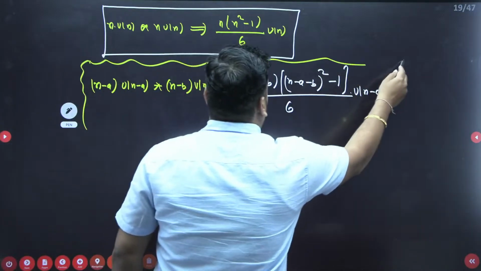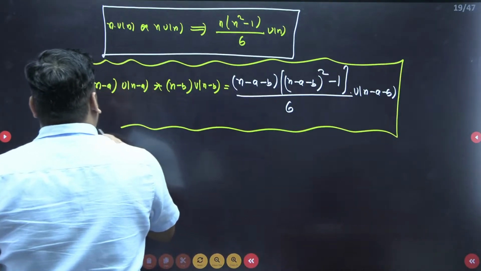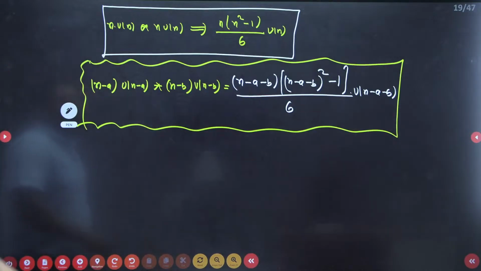Is this crystal clear or not, beta? Is it crystal clear? (n − a − b), (n − a − b) whole square. All of you guys reply fast. Shall we go for next? Shall we go for next, guys?